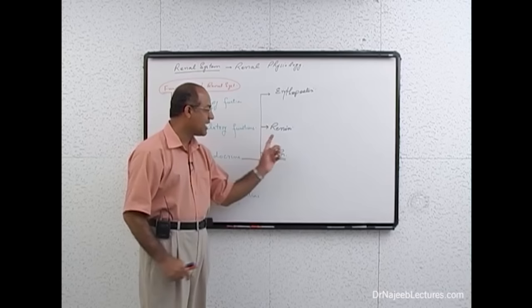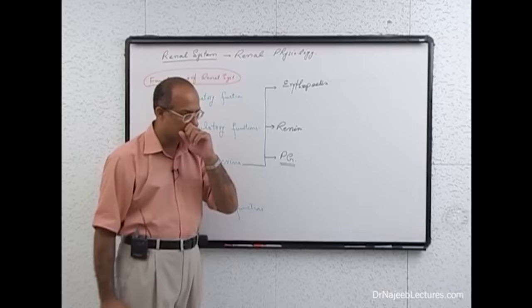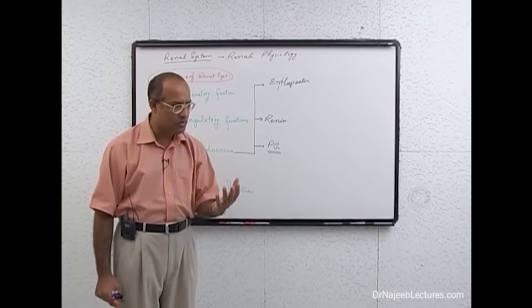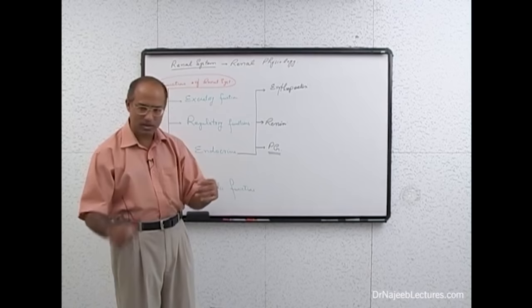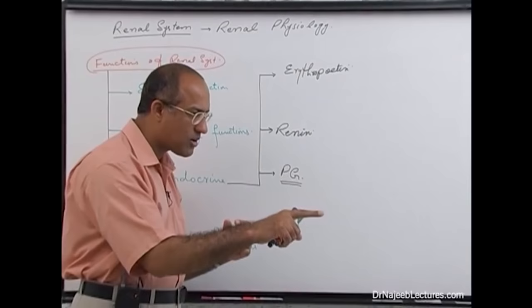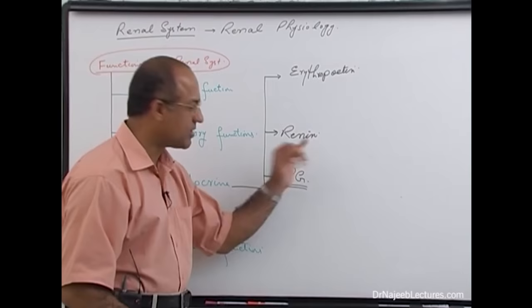You tell me, in the kidney, which cell produces renin? Juxtaglomerular apparatus. You have heard of this? Yeah. Juxtaglomerular apparatus in the kidney, okay, I will brief you later. What is juxtaglomerular apparatus? You have to see, right? You're very sure? Okay, that's good. So renin is coming from there. Erythropoietin, from where is it coming?